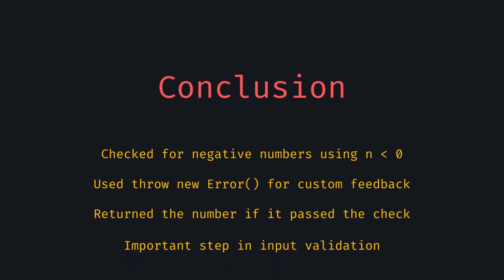To recap, we protected our function from negative numbers using a simple comparison. If the check failed, we threw a clear error using new Error. If the input was valid, we returned it normally.